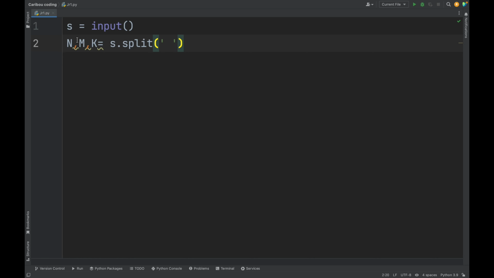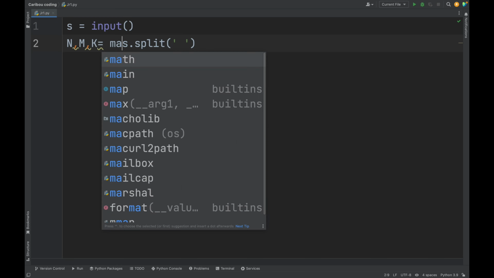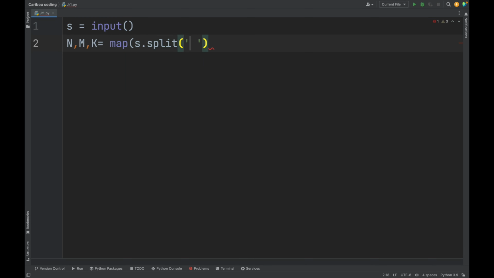Now, these will all be three strings and not actual numbers. So we're going to use map, and then inside we write int, and then whatever you want to split. So now, instead of having three strings, we're going to have the three numbers.